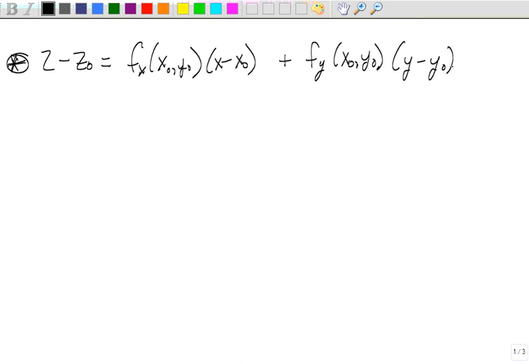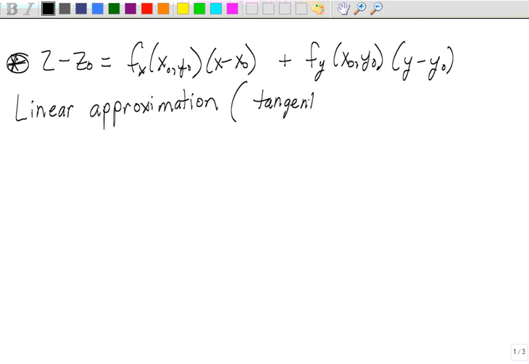Now, we're going to talk about a linear approximation, or you can also call it a tangent... Let's see what the book calls it. They call it a tangent plane approximation. Remember, again, you're approximating the surface at a specific point with a small area of that plane that's tangent to it. Just like a linear approximation, you take a regular curve and you approximate it with a line.